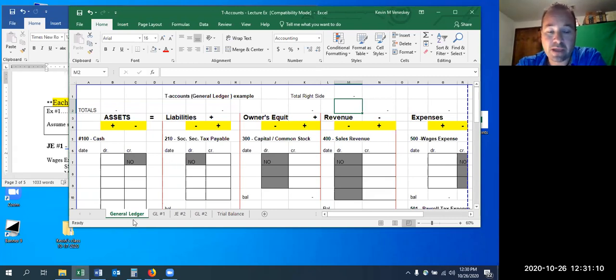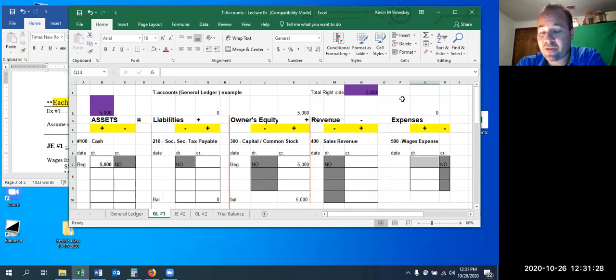So if you have your general ledger, what I would do is I would open up this, bring this back up, maybe have this as your template, the one you're always going to come back to, and then perhaps make a second tab or a different worksheet. And that's what I did here.